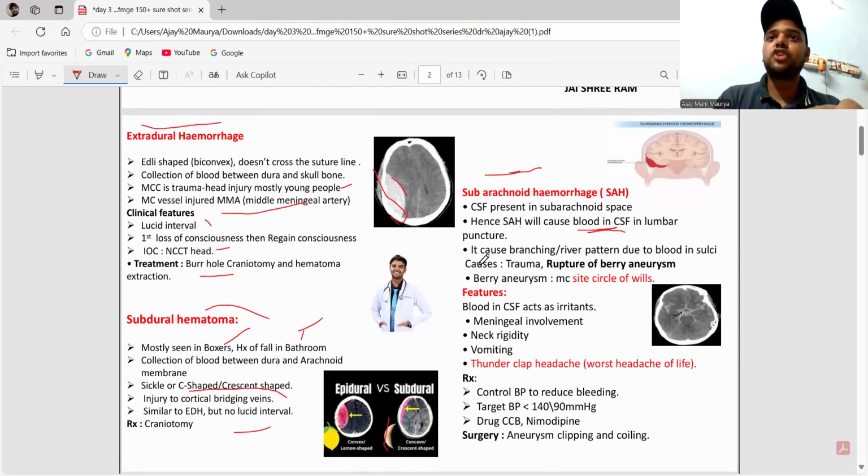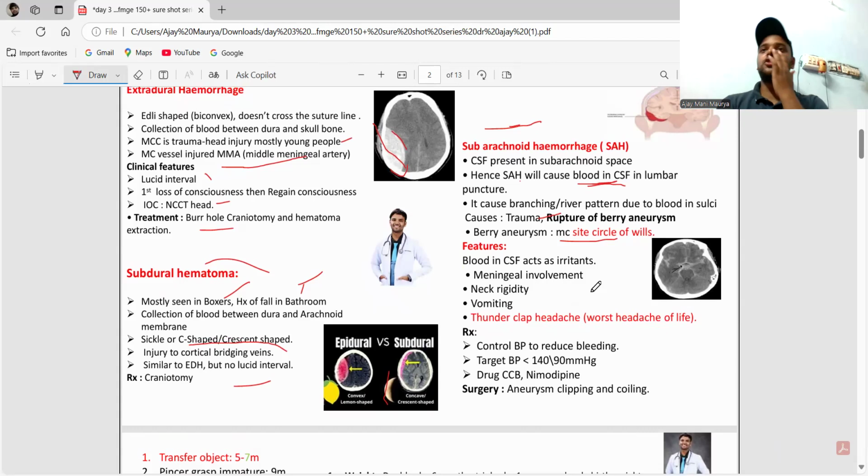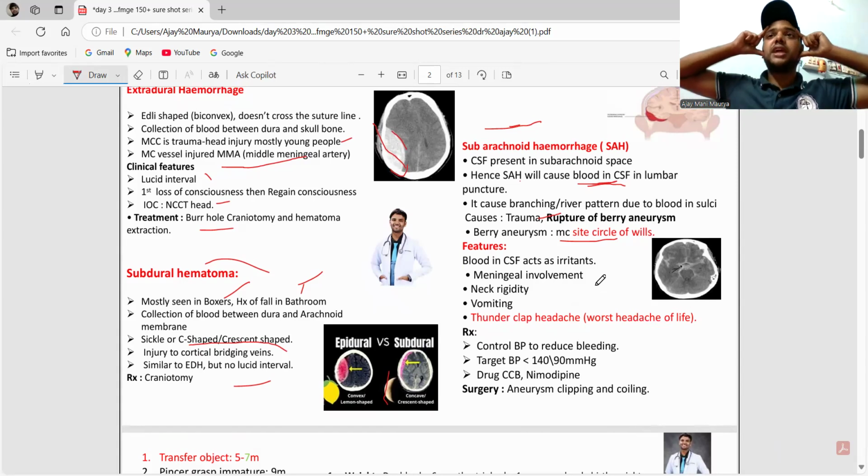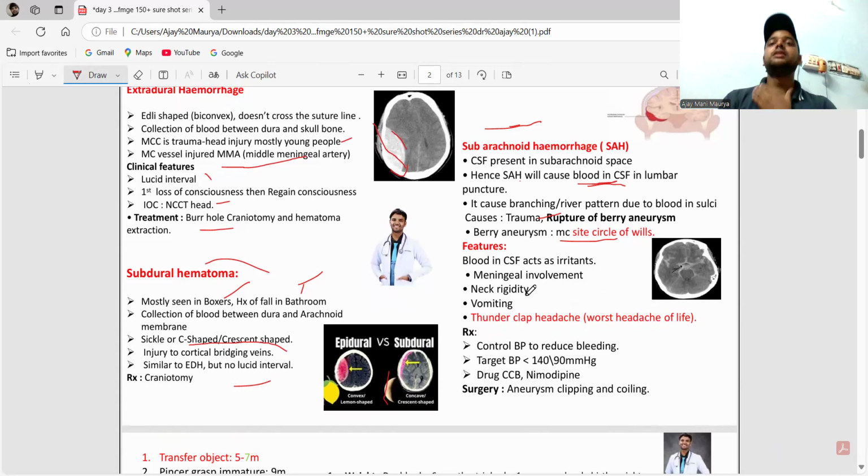The most common cause is rupture of a berry aneurysm. The most common site is the circle of Willis. They will give the history of a thunderclap headache: oh my goodness, I have the worst headache of my life, with vomiting and neck rigidity.